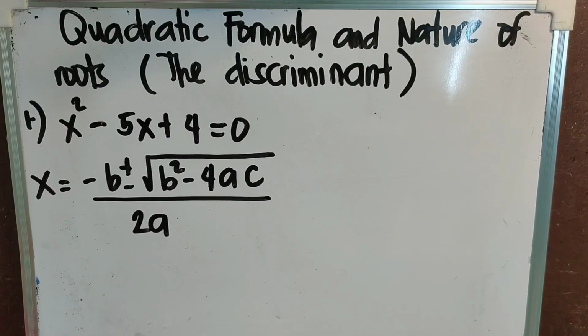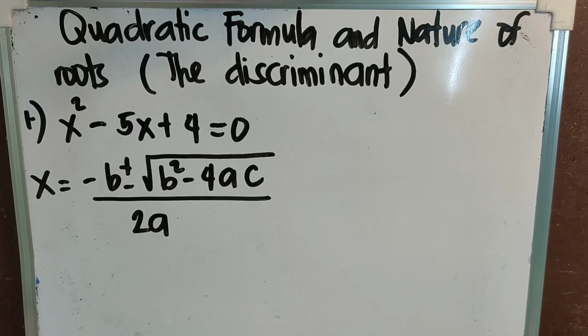Good day, students! So this time we are going to solve quadratic equations using the quadratic formula and nature of roots, or what we call the discriminant. So the quadratic formula and the discriminant are related to each other. So we have example number 1: x squared minus 5x plus 4 equals 0.